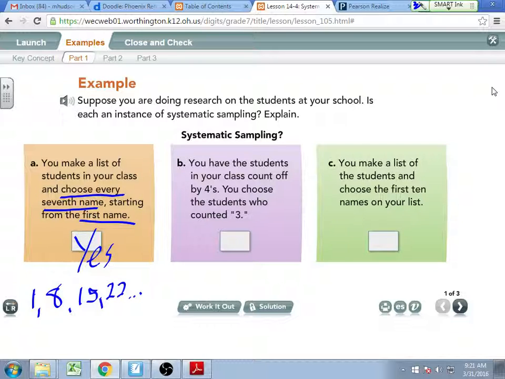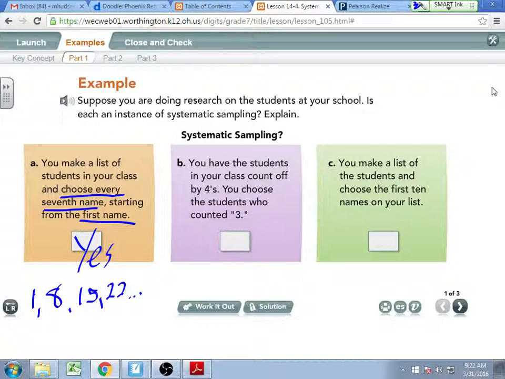No? So let's think about this. If I say, all right, count off by 4s, I'm only going to take the 3s. 1, 2, 3, 4. You get chosen. 1, 2, 3, 4. You get chosen, Katie. 1, 2, 3, 4. Zach gets chosen. 1, 2, 3, 4. Thomas gets chosen. Is this a systematic way to choose people? Yeah, there's a system in place.